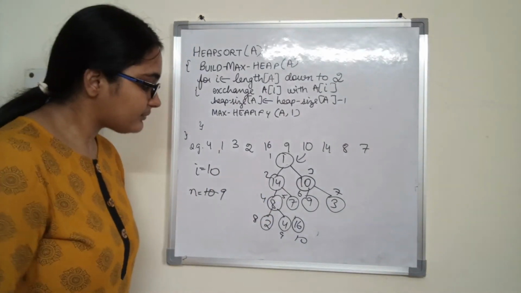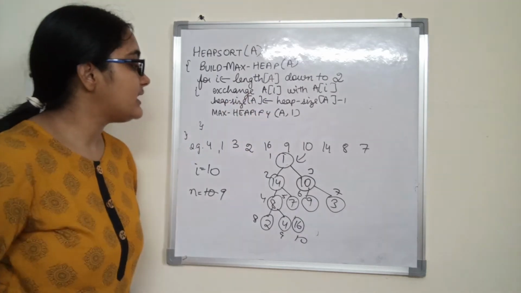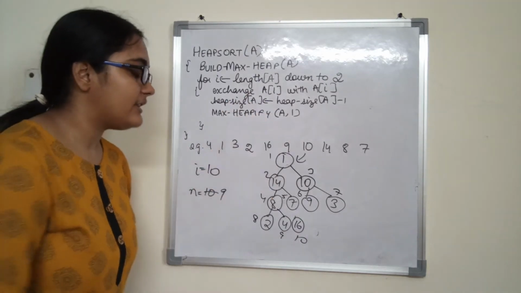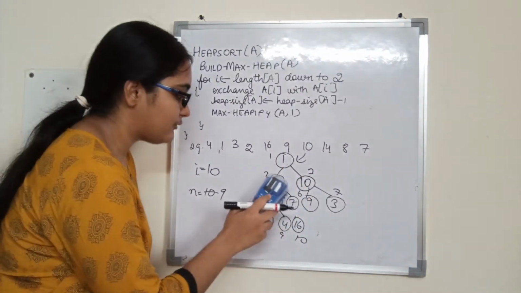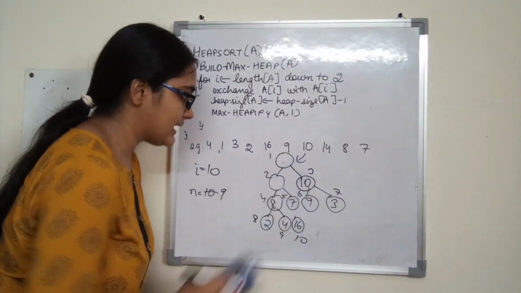Let us see. Now heap size has decremented. Now we are calling max CP5 on AN1. When we are calling max CP5, what it will do? Out of 1, 14 and 10, which one is the maximum? 14 is the maximum, so 14 and 1 will be exchanged.